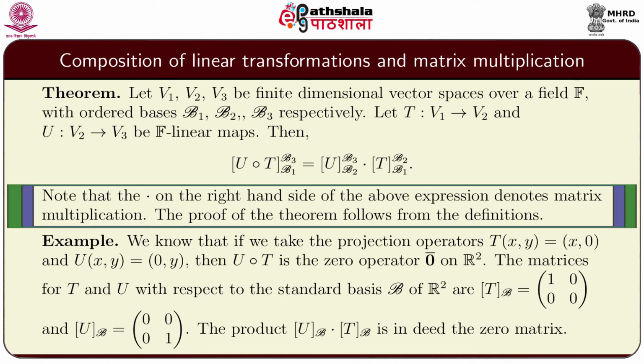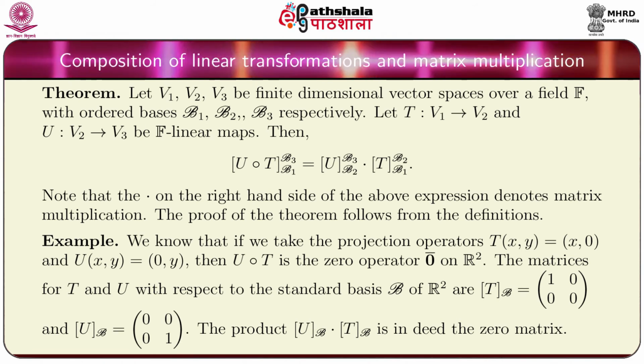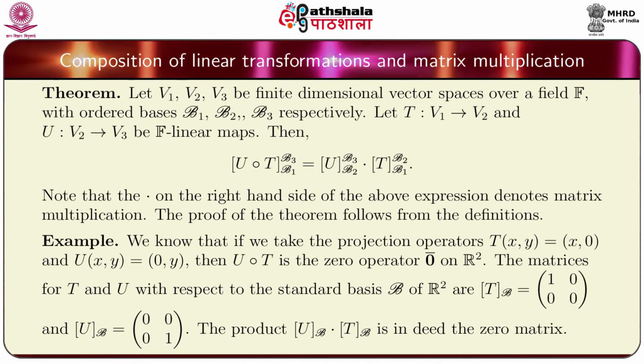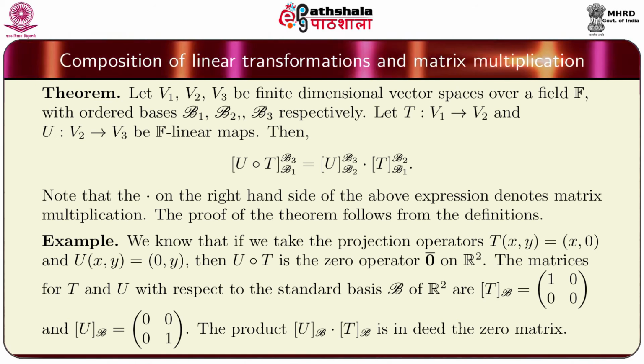Therefore, here it is very important that the order cannot be changed. U appears on the left and therefore the matrix for U also appears on the left hand side of the multiplication. And the proof of this theorem is straightforward, and follows from the definition of the matrix representations.